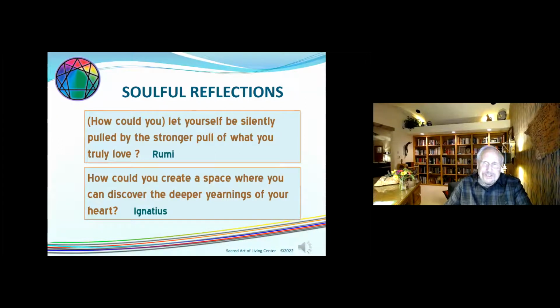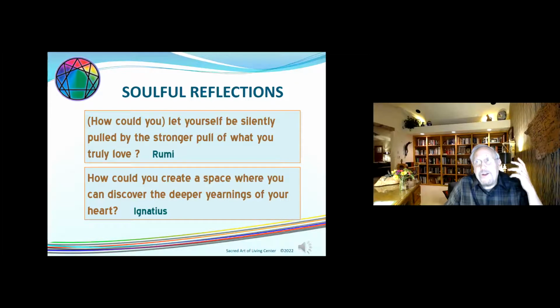So I asked you last time, at the end of our time together, to look at a couple of questions. And I wonder if maybe some of you had a chance to do that. A question from Rumi: how could you let yourself be silently pulled by the stronger pull of what you really love? And Ignatius's twist on that is, how could you create a space where you could discover the deeper yearnings of your heart? Both of those are good Enneagram questions. And both Rumi and Ignatius had a connection to the Enneagram.